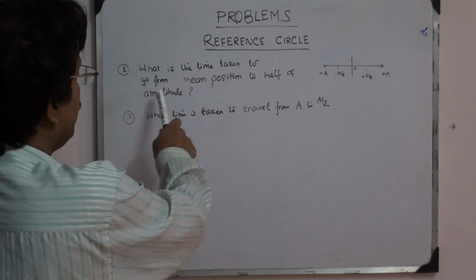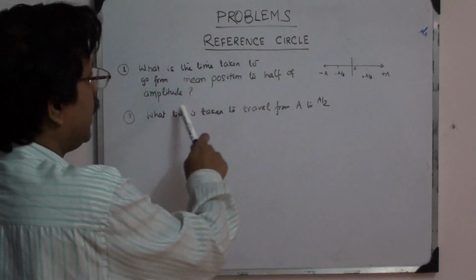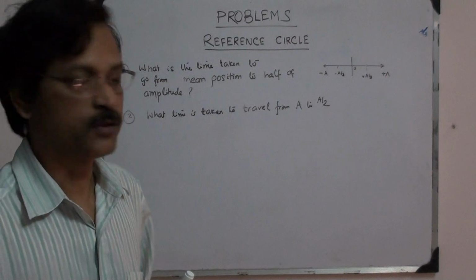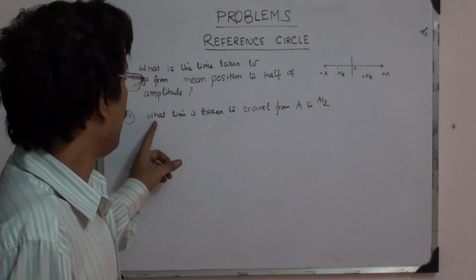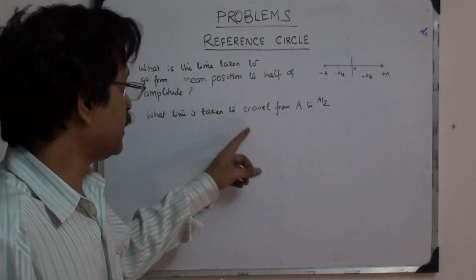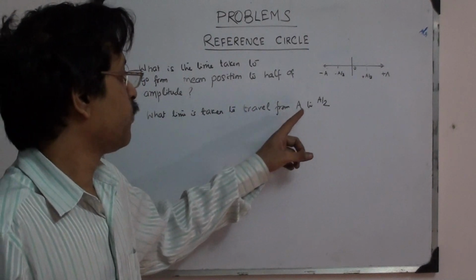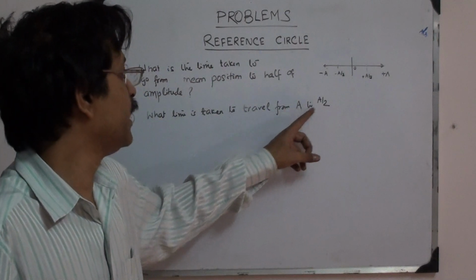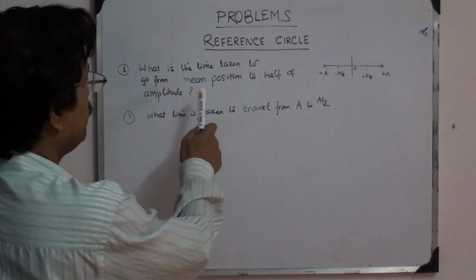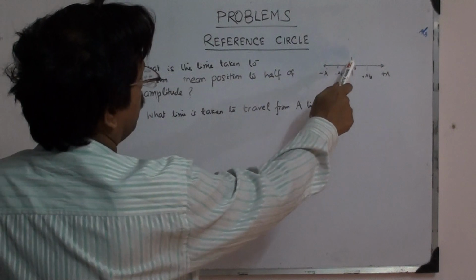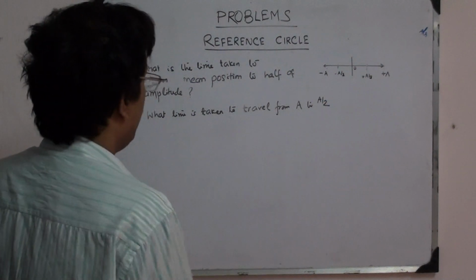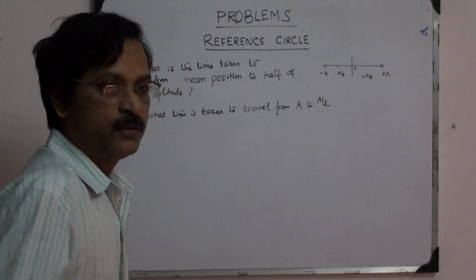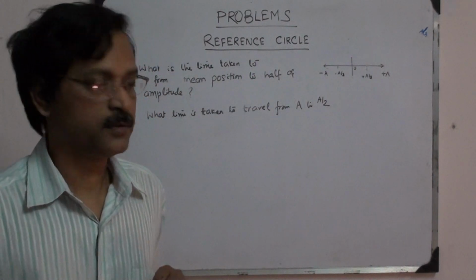What is the time taken to go from mean position to half of the amplitude if an object is undergoing simple harmonic motion? Second is, what time is taken by the body to travel from the extreme position to the middle of the amplitude, A to A by 2? So first you can see is 0 to A by 2, and second the question asked is A to A by 2. Now how do you solve such problems?